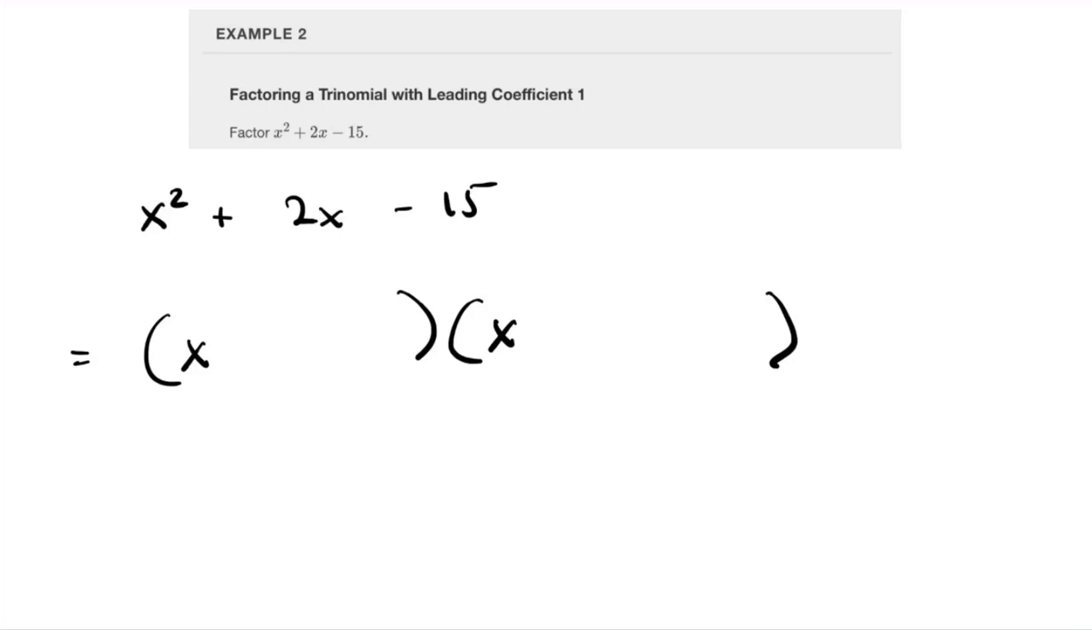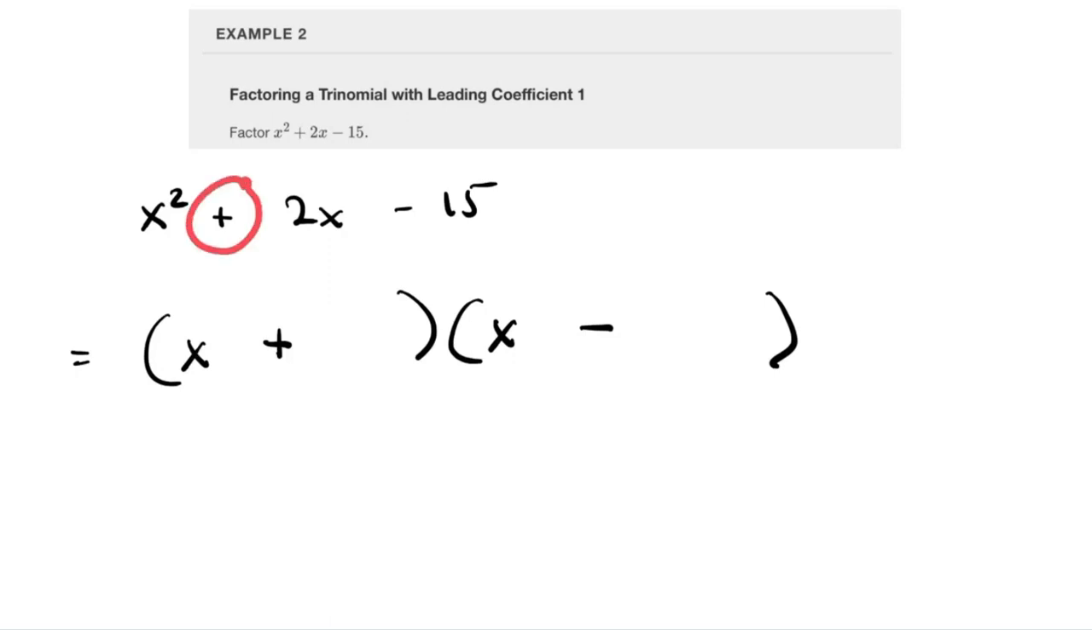Now look here. We're looking for two numbers that multiply to give us negative 15 and add to give us 2. Let me say that one more time. We're looking for two numbers that multiply to give us negative 15 and add to give us 2. Now watch this. If we start with the second sign, because the second sign is negative, that means that the two numbers we're looking for, one has to be positive and one has to be negative, right?